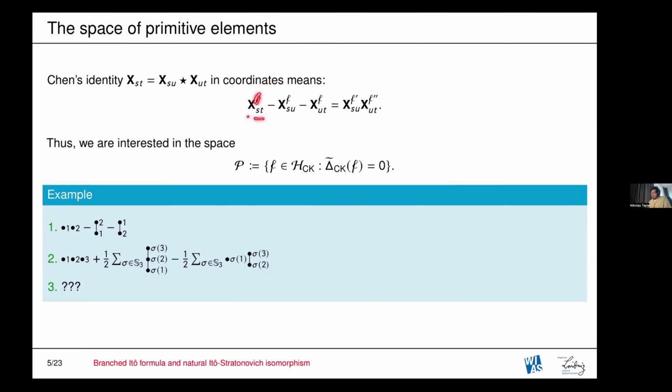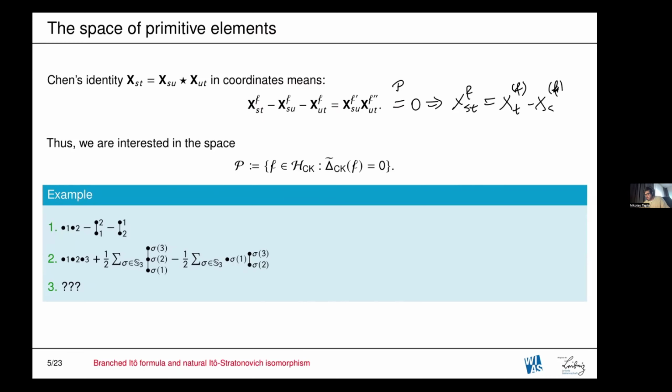X_st f minus X_su f minus X_ut f. So this looks like some delta operator, if you know what I'm talking about, that appears quite frequently in rough path theory, is equal to the reduced coproduct of f. So for example, if f is a primitive element, meaning that the right-hand side is 0, this means that this is 0. So if we are primitive, this means that X f of st is again some path, f of t minus f of s.